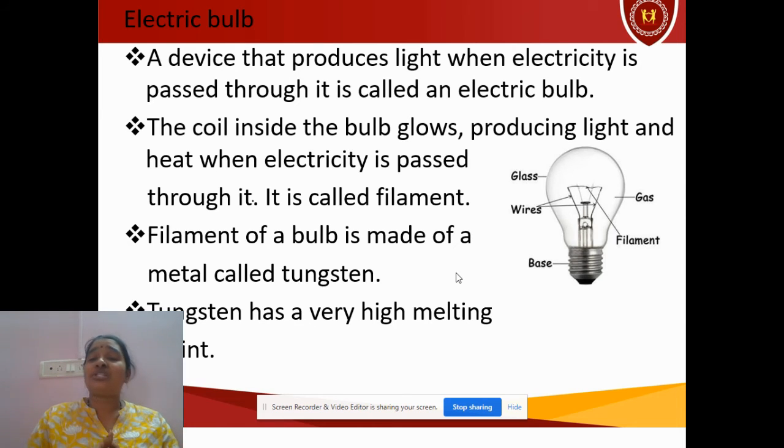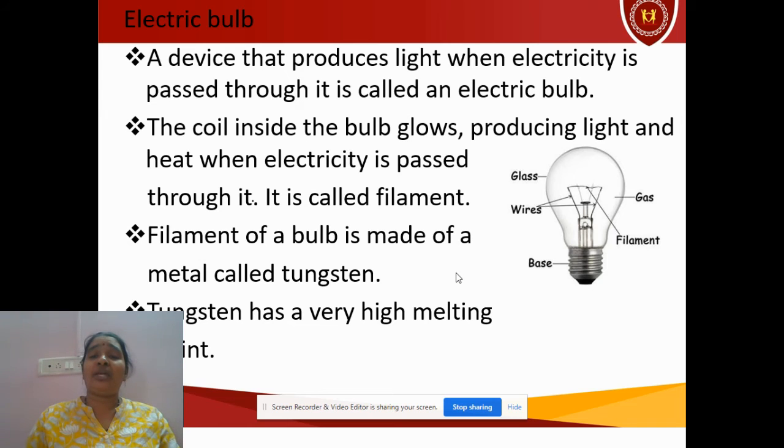Okay. So then what is this filament made of? The filament is made of a metal called tungsten. Okay. Next, it has a high melting point. Melting point means it has a very good positive point. Why? Because it doesn't break even when it is heated a lot. That is the meaning. Okay.